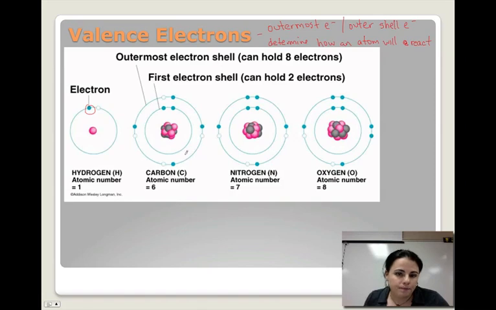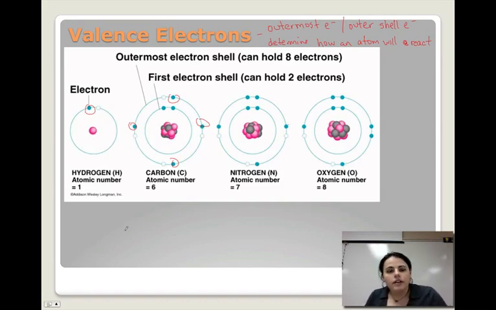Carbon's a little bit different. We have 2 on the inner shell. And we have 1, 2, 3, 4. So carbon has 4 valence electrons. We only care about the ones on the outermost shell. Nitrogen, how many does it have? 1, 2, 3, 4, 5 valence electrons. And then oxygen has 6 valence electrons.